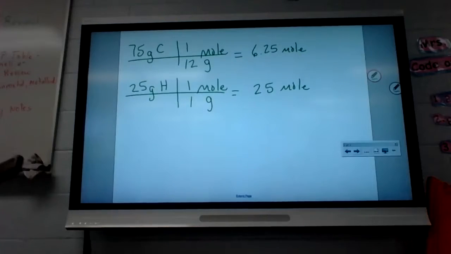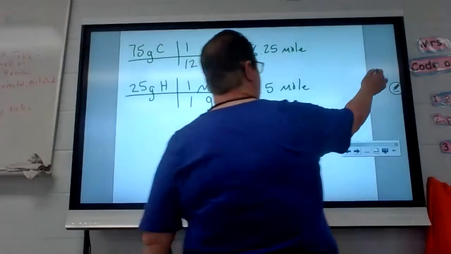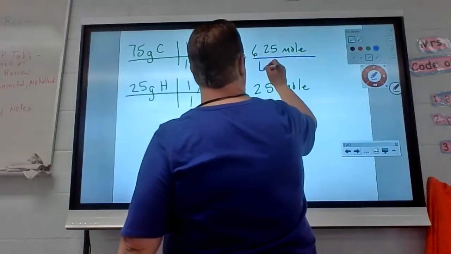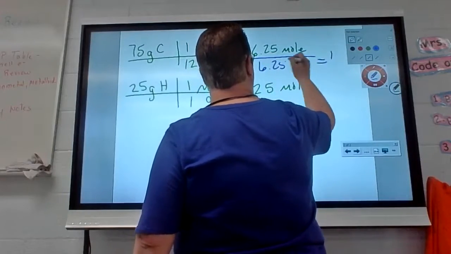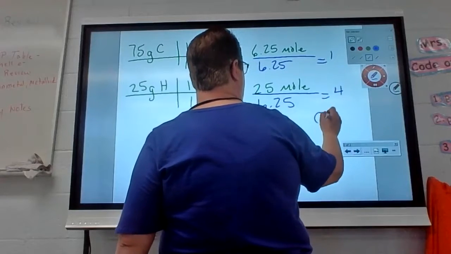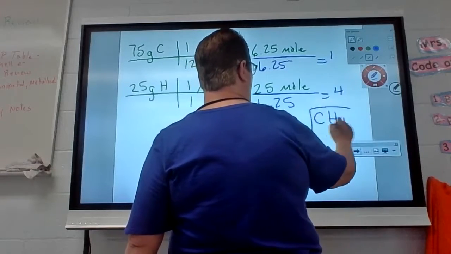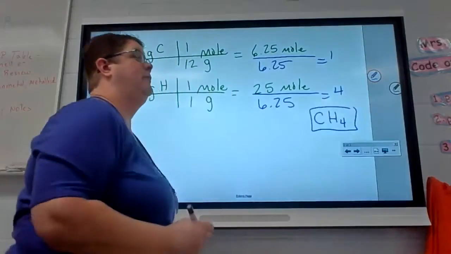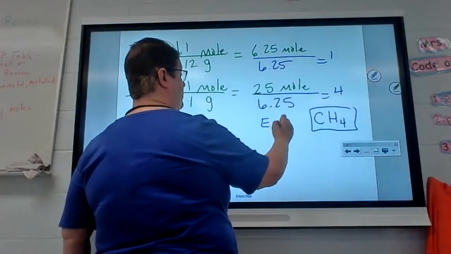Divide by the smallest. All right, so when we divide by the smallest, 6.25 is 1, 6.25 is 4. So CH4. This is the what formula? Empirical. That's the empirical formula.